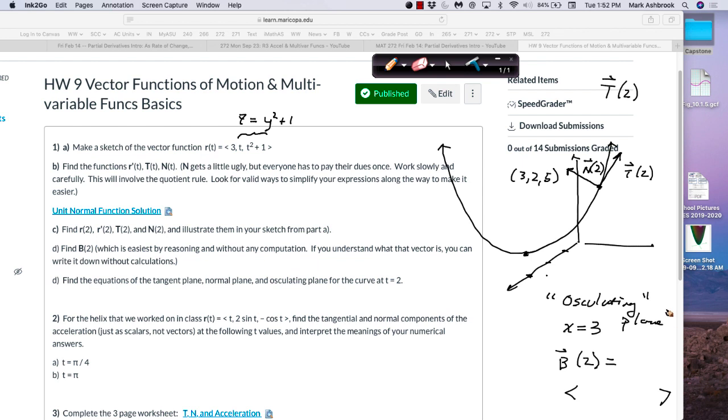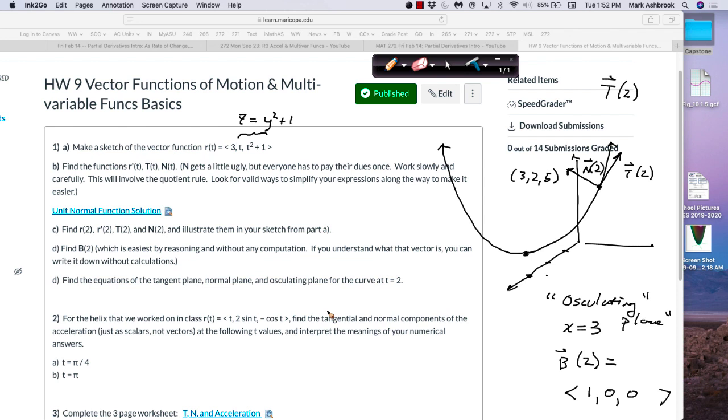What's the unit vector that points right at us? 1, 0, 0. So that's what I meant by this hint here: the fact that the osculating plane is the plane of T and N. It's the plane that the curve is in.